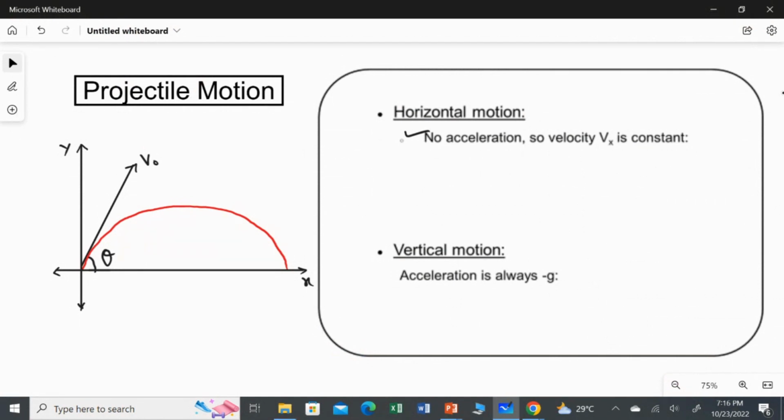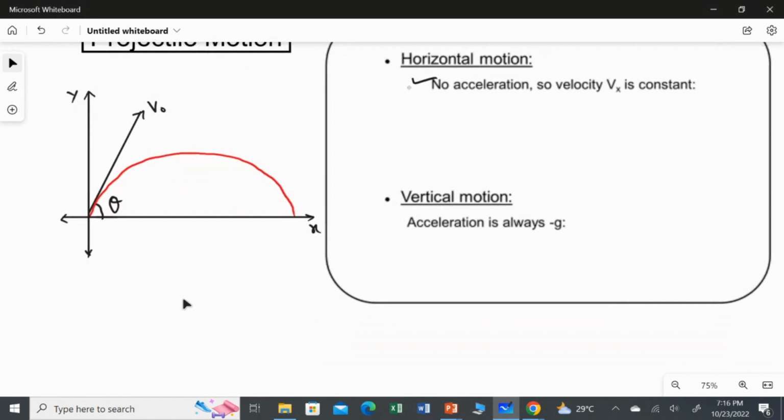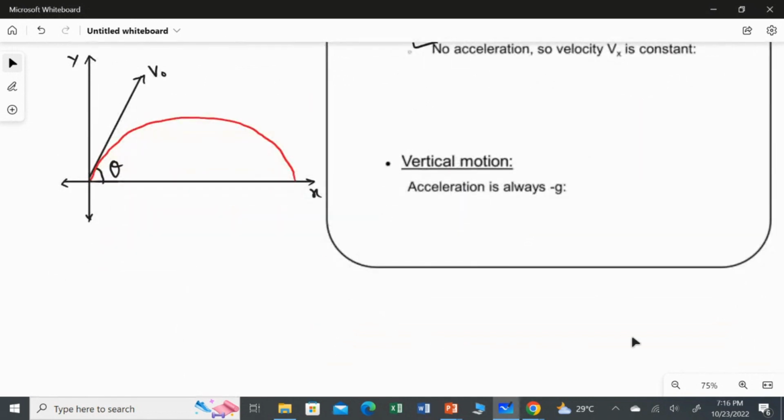But in the y-axis, we have to consider the acceleration as free fall acceleration, but we have to consider a negative value of g. Understand? So now, for getting the equation of the displacement of the projectile, I am going to take the equations of motion with constant acceleration, which we studied in the second chapter.